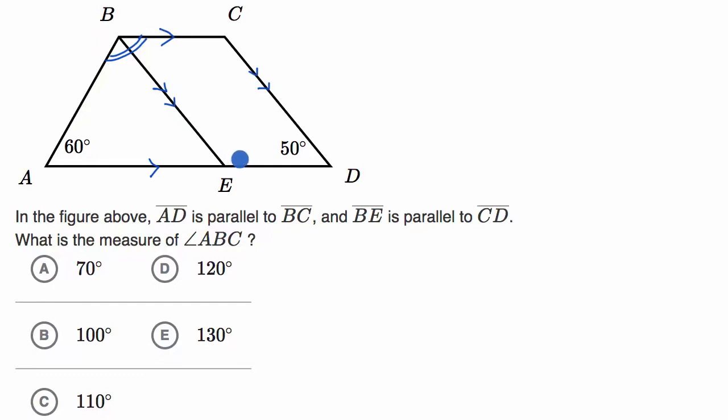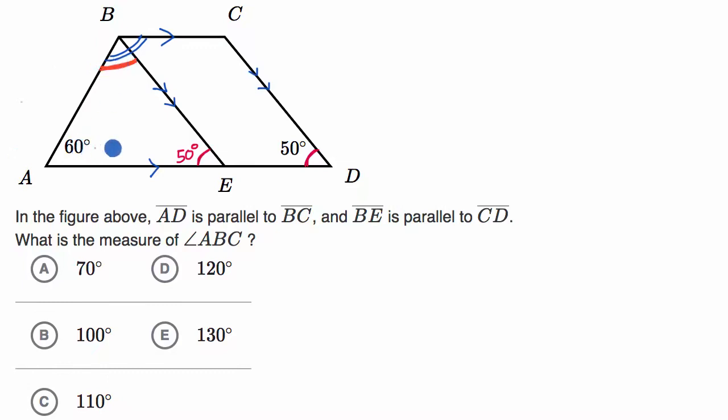So one thing that jumps out at me, because BE is parallel to CD, and you could view segment AD as a transversal, if this angle is 50 degrees, then you have this corresponding angle right over here that is also going to be 50 degrees. Now, if this is 60 degrees and that is 50 degrees, what is this angle going to be? So I'll just do it in this orange color. What's that angle going to be?